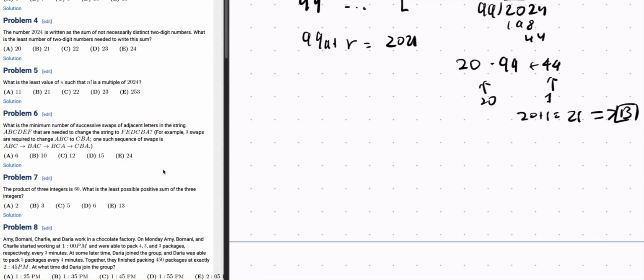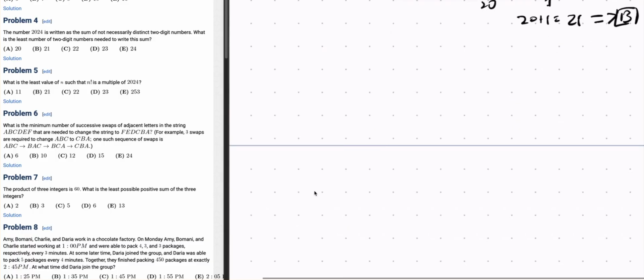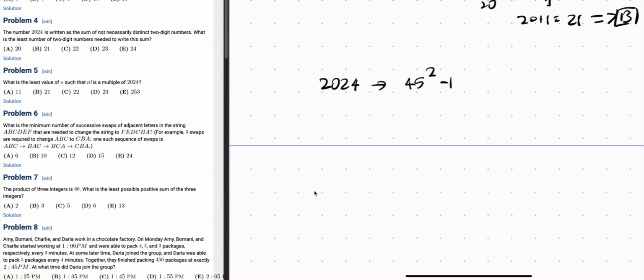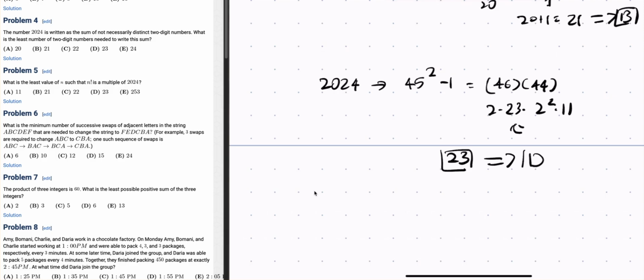And the problem reads, what is the least value of n such that n factorial is a multiple of 2024? So let's first prime factorize 2024. This is equal to 45 squared, which is 2025, minus 1, which is equal to 46 times 44. Now, this will be equal to 2 times 23 times 2 squared times 11. The largest prime is 23, so we know that the least factorial will be 23. 23 is our answer, which is answer choice D.